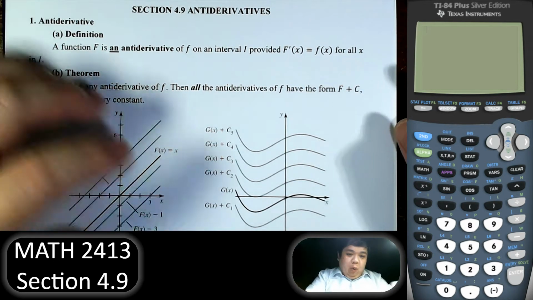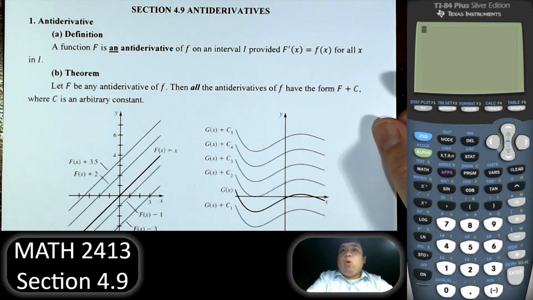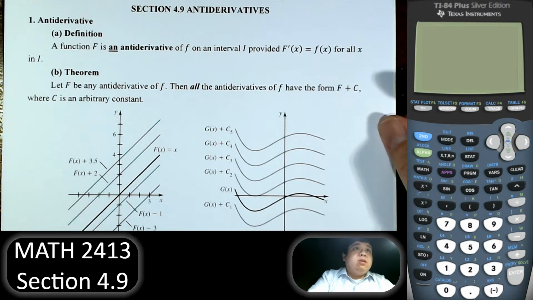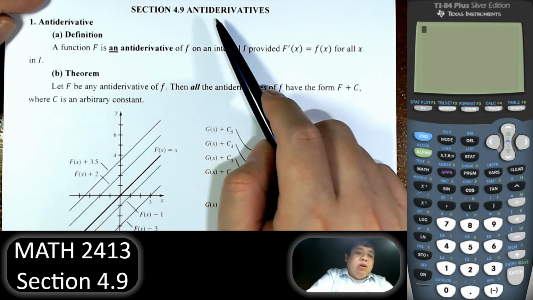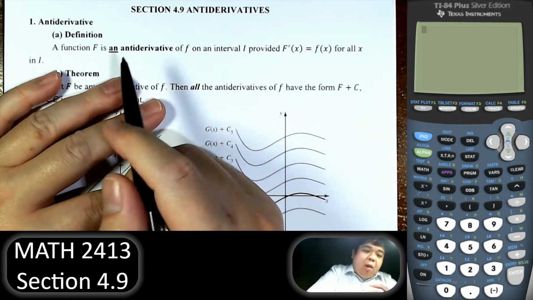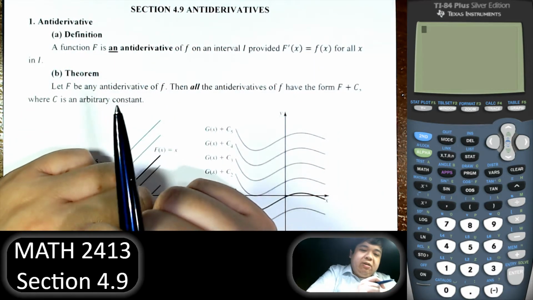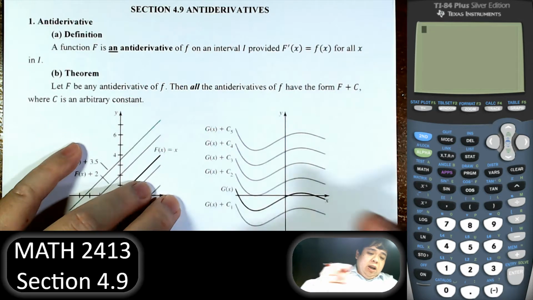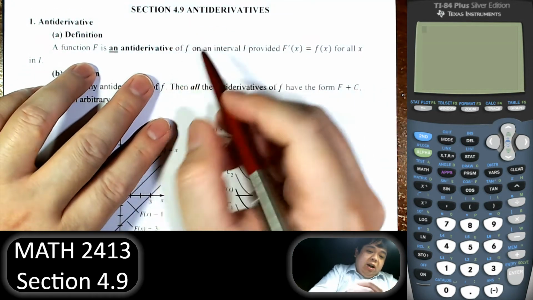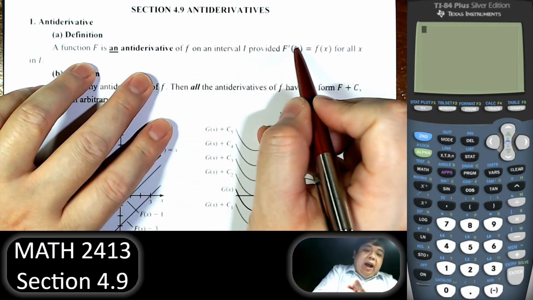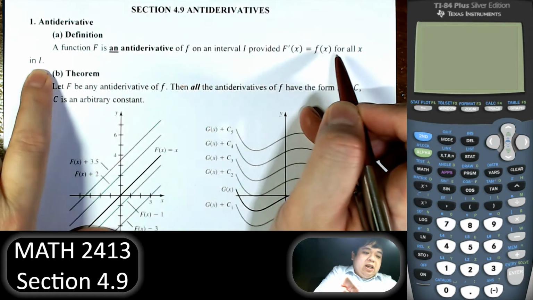Hi everybody, welcome to another video in Calculus 1, section 4.9, Antiderivatives. In this section we will study antiderivatives, which is the other way around from when we're doing derivatives. A function capital F is an antiderivative of a function little f if F prime of x is little f of x for all x in the interval.